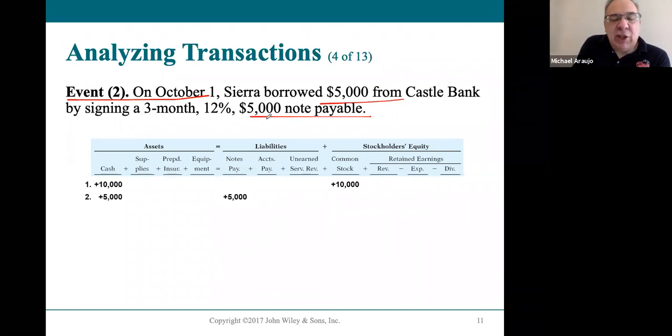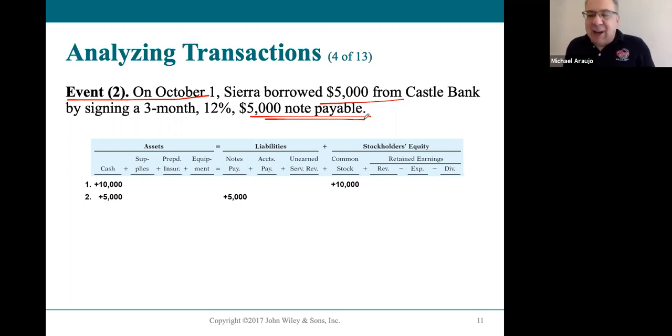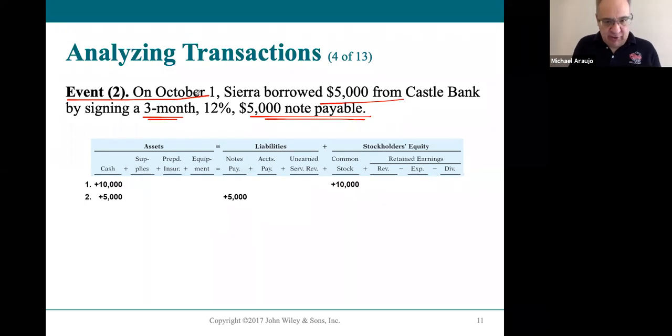Just to remember about a note payable, a note is a loan. In this case, here's how notes payable work. You get the $5,000 up front, okay? You don't pay the loan back or the interest on the loan until it's due. It's not due until 3 months from October the 1st, so it looks like January 1st. That's when we pay it back with interest. In the meantime, the only thing that happened here is we just got a loan.